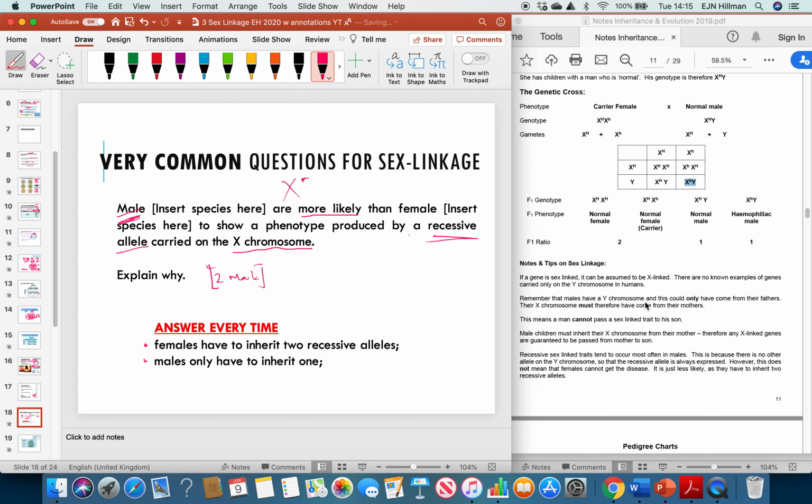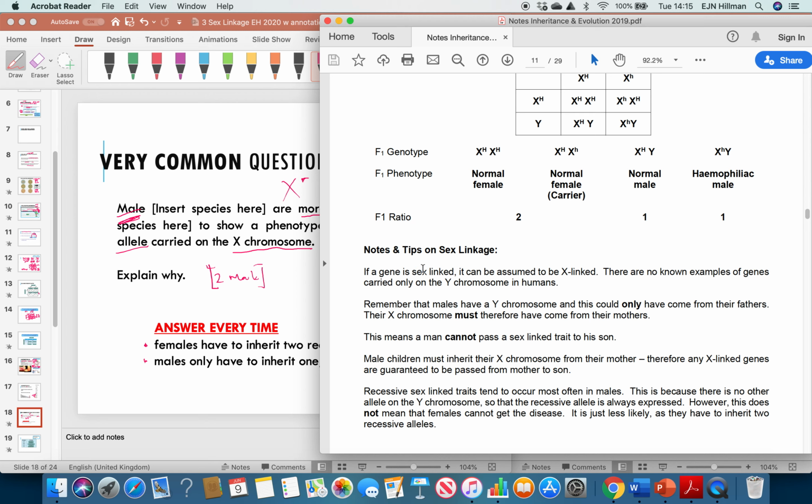There are no known examples of genes carried only on the Y chromosome in humans. So if a gene is sex-linked, it can be assumed to be X-linked. We've mentioned that already. Males have a Y chromosome. This could only have come from their fathers. The X chromosome must therefore come from their mothers. This means that a man cannot pass on a sex-linked trait to his son.